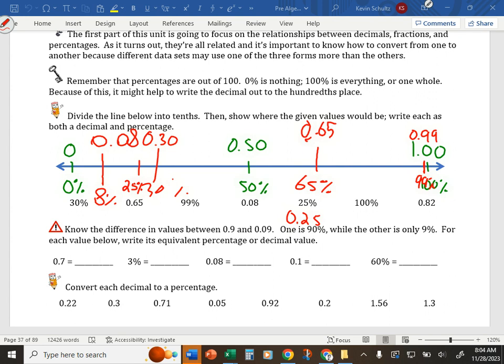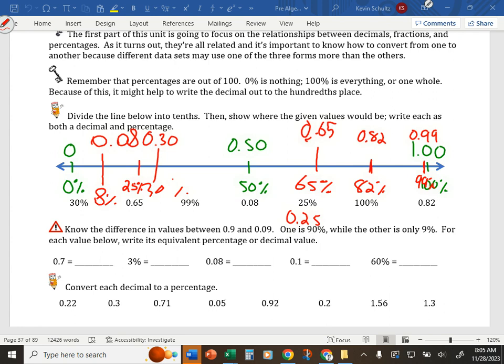0.82, that should be about here-ish. And what is the percentage value of 0.82? 82%. So what can you tell me? What can you think back to last year? Looking at this, what can you tell me about the relationship between percentages and decimals? How do you get from a percentage to a decimal or a decimal to a percentage? What's the relationship there?